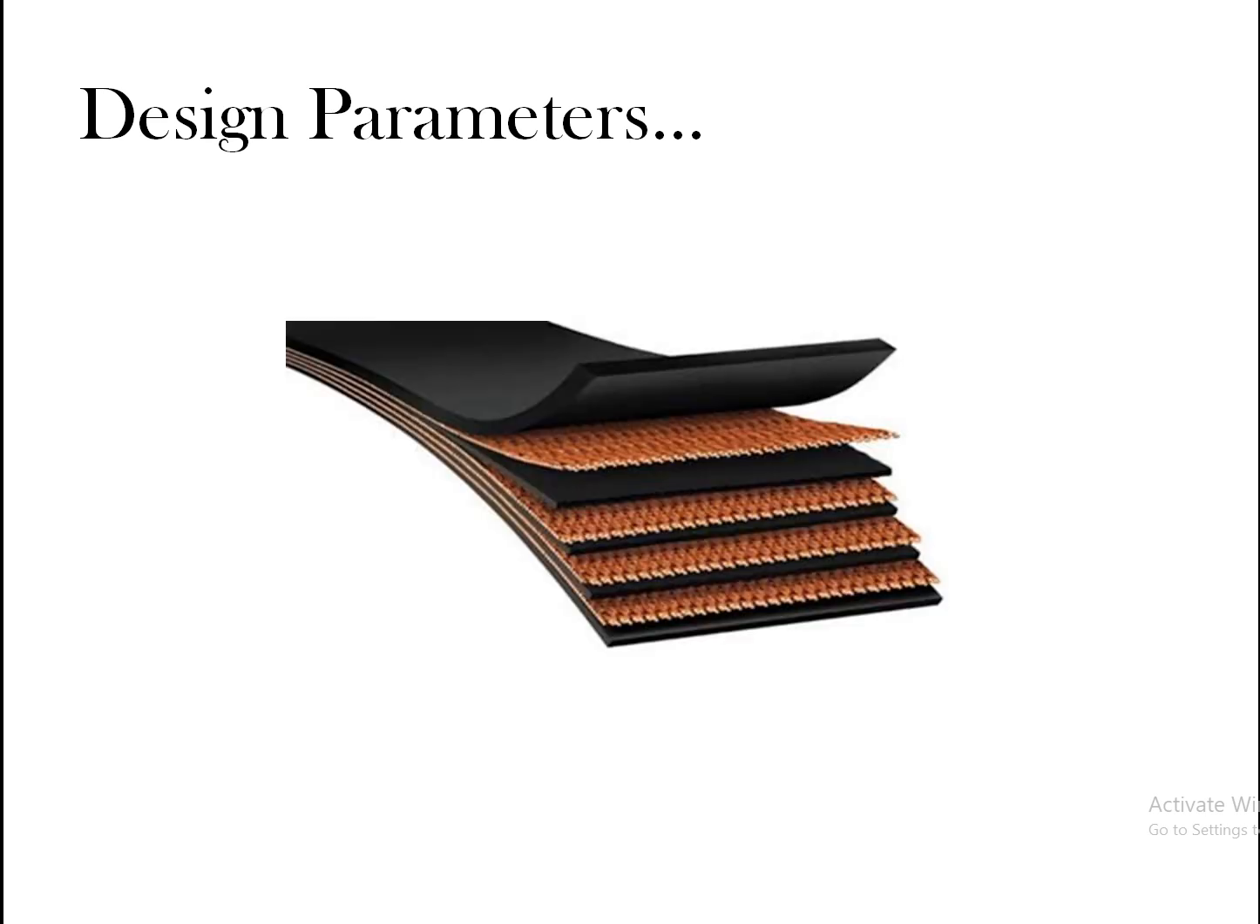Let us see the basic parameters. This is a simple example of a flat belt. As you can see, there are different layers. These layers are actually called the plies of the flat belt. As I said, we'll be finding out the basic dimensions. From the figure it is very clear that one of the parameters that you need to find is the width of the belt.